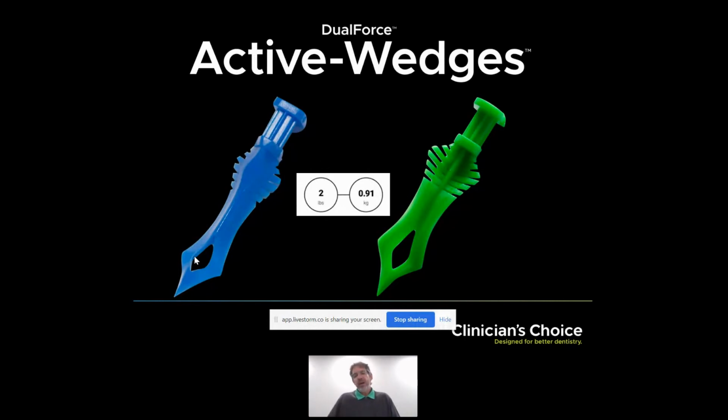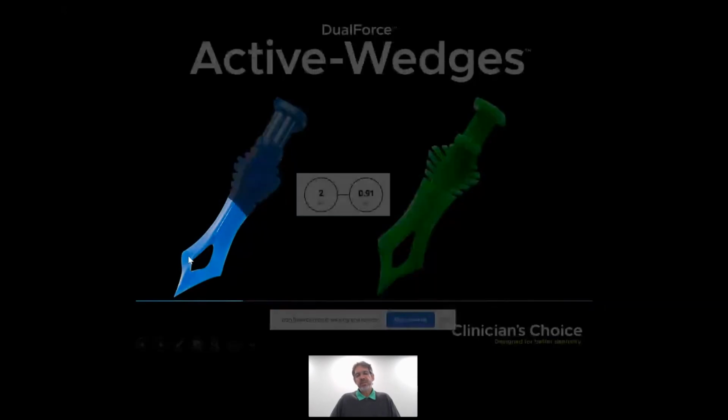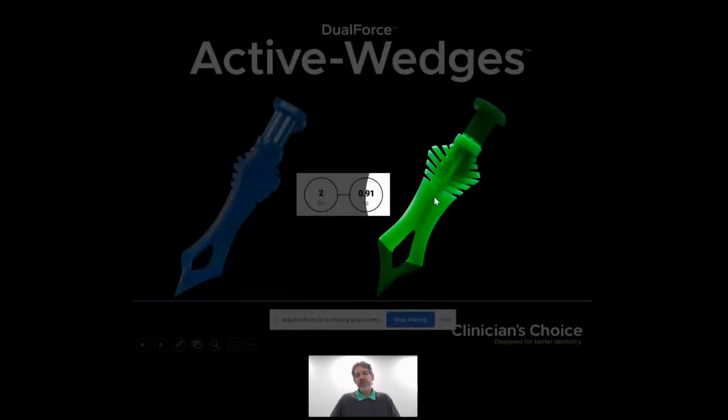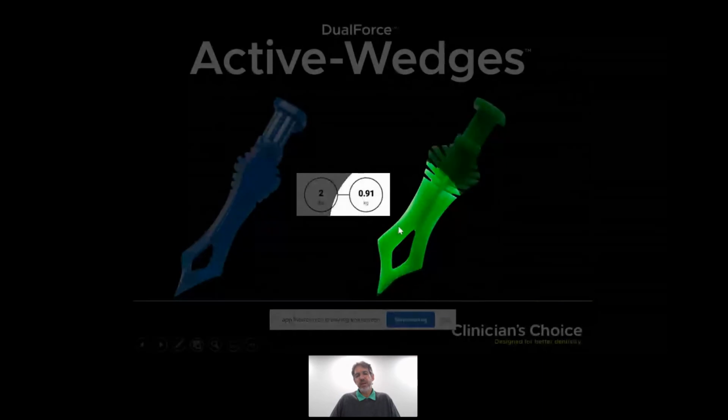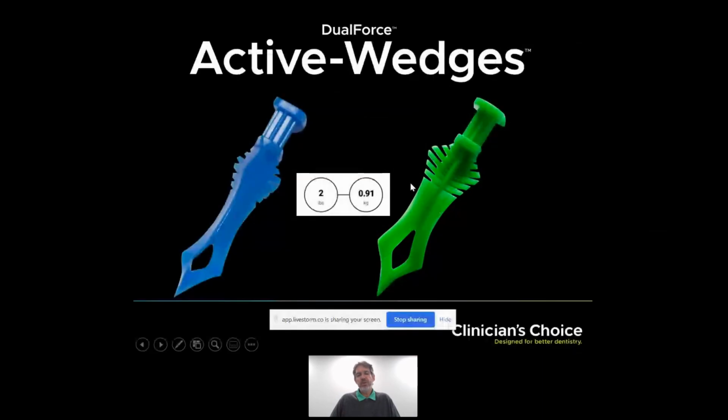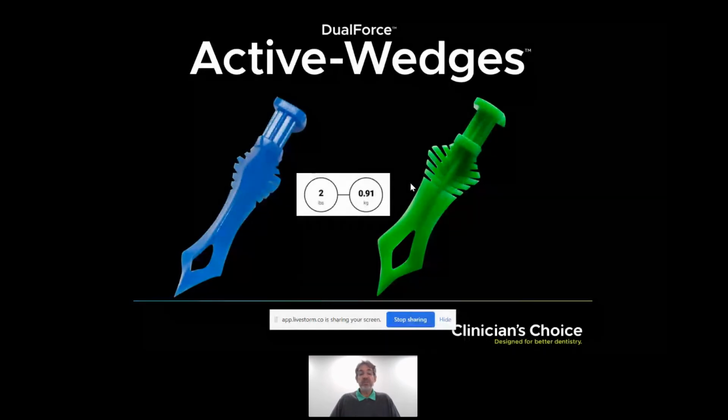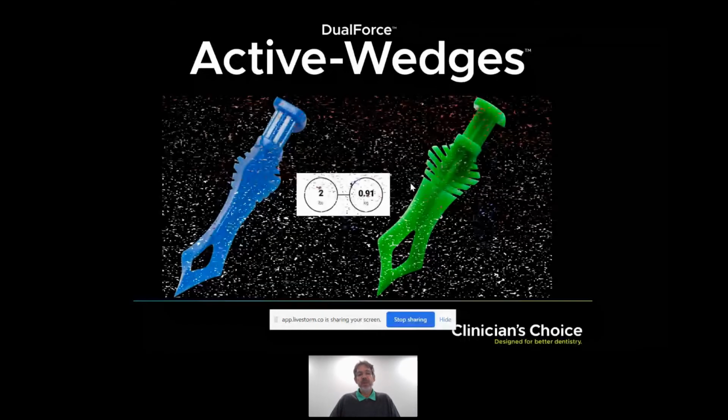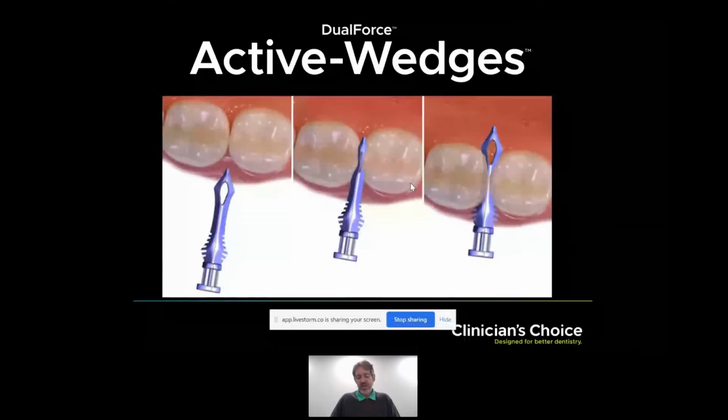And then how are we able to provide 2 pounds of separation force? The spine here on the underside of the wedge is reinforced with resin, and hence the reason we're able to provide 2 pounds or 0.91 kgs of separation force. So here you can see when we push the wedge through the embrasure area, how that tip collapses, but once it's passed through, how it springs back.